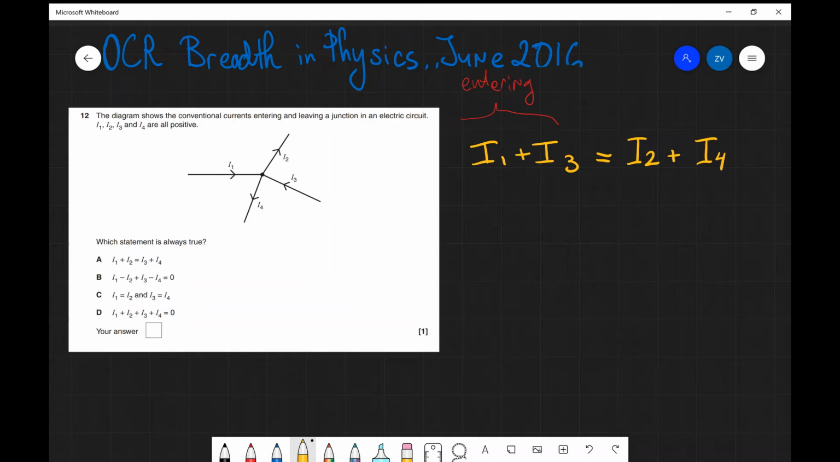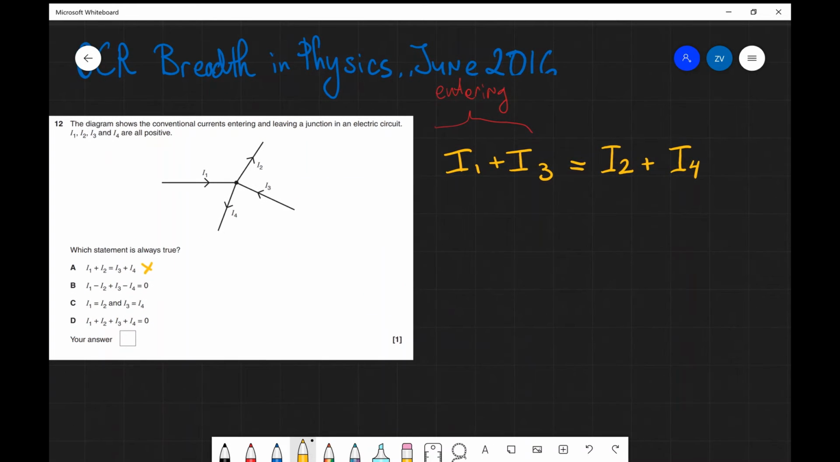I4. Which of the following statements is true? Well, A, I1 plus I2, they're not going to have the same sign. That's not going to be true. So I1 plus I2 is not equal to I3 plus I4. It's not true. B, I1 minus I2 plus I3 minus I4 is equal to 0. Well, let's just rearrange this so that what we know is the true expression equals 0. These are the currents exiting, by the way, so let me just write that.